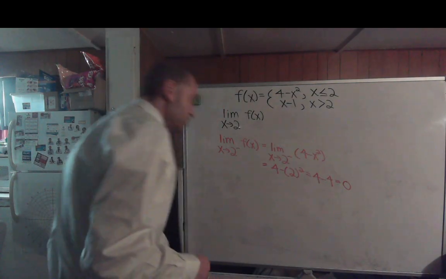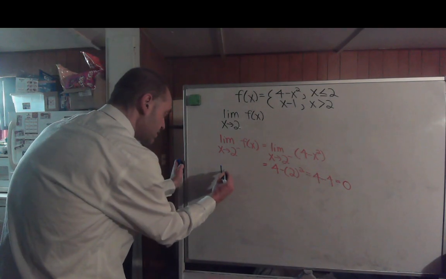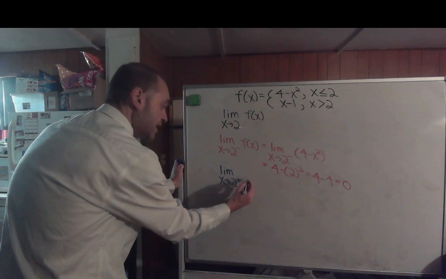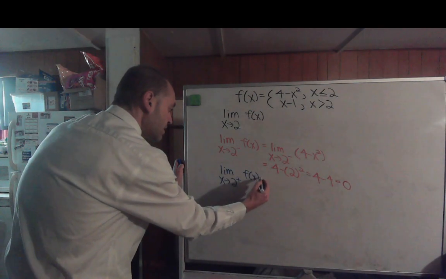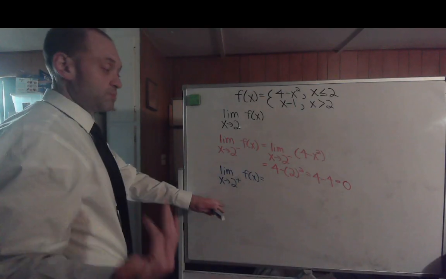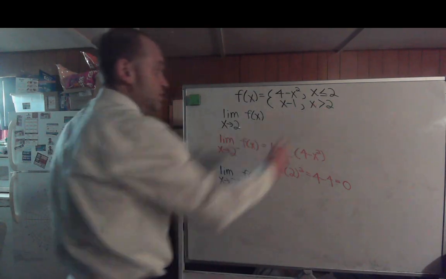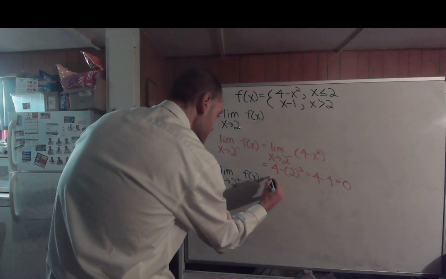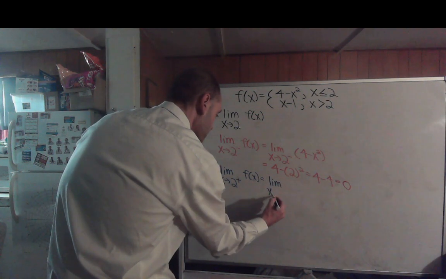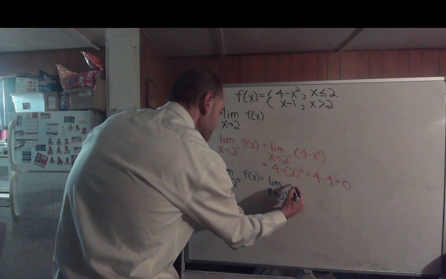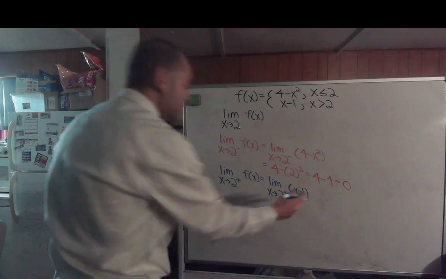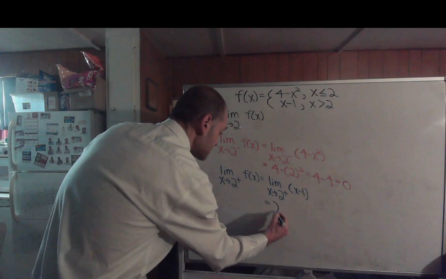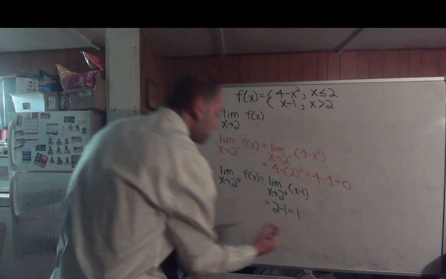Now, of course, we need to identify the right-handed limit. So let's take the limit as x approaches 2 from the right of this function. Well, if we're approaching 2 from the right, that means x is greater than 2, so this function is going to behave as x minus 1. So this would turn into the limit as x approaches 2 from the right of this x minus 1. So we can do direct substitution. That's going to then end up giving us 2 minus 1, which is 1.